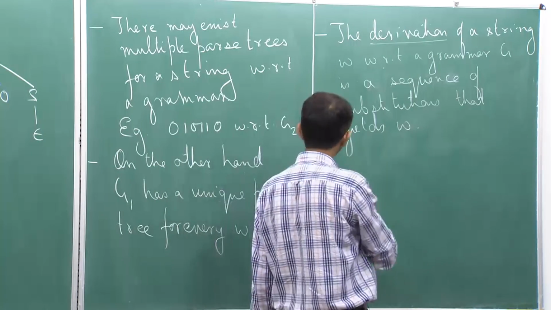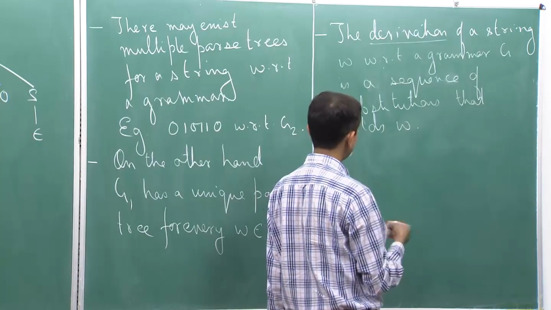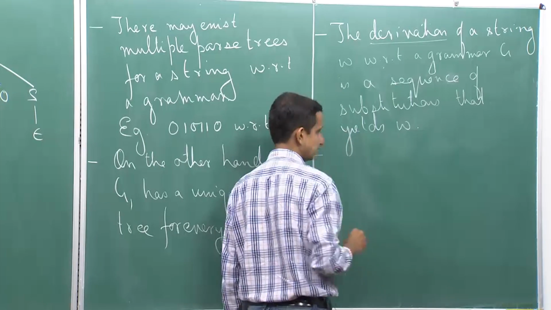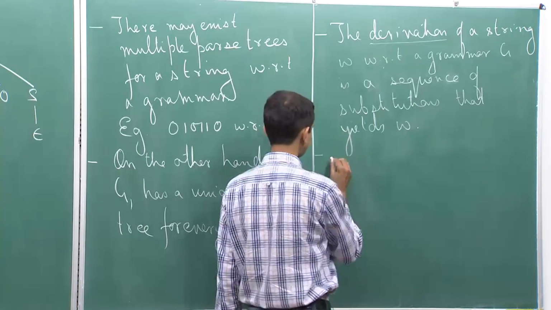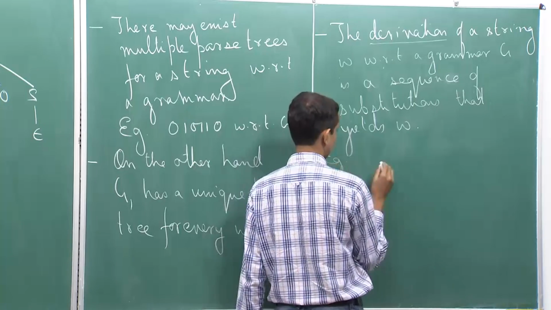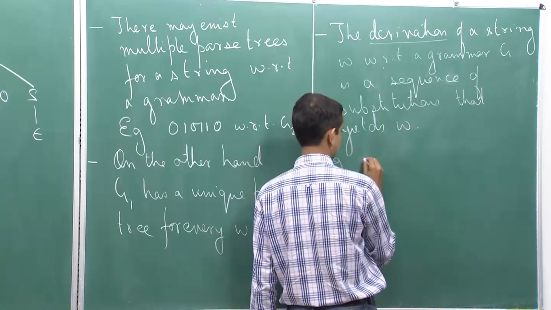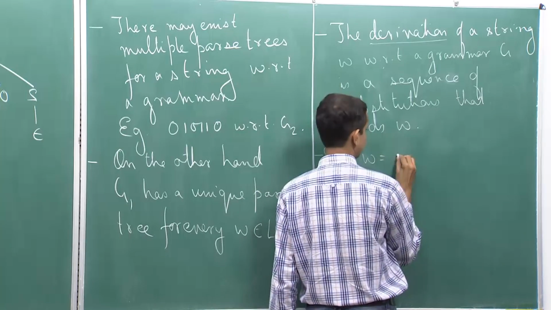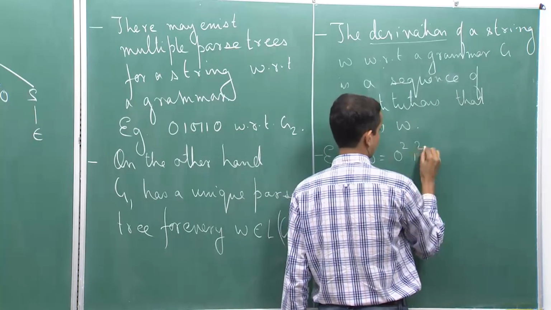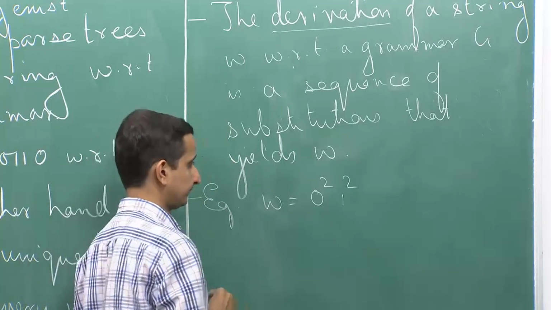So, let us look at some examples. Okay. So, again with respect to the grammar G1. Okay. So, what is the derivation of a string? Let us say if I take W equal to 0 square, 1 square. Okay.